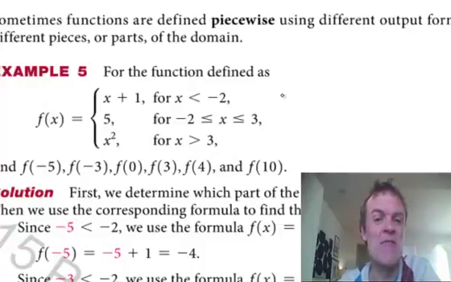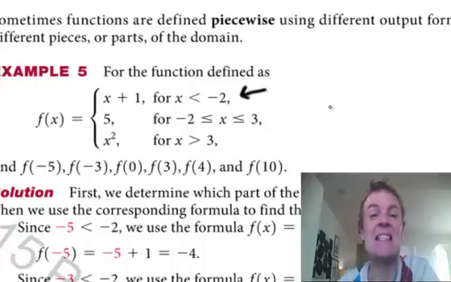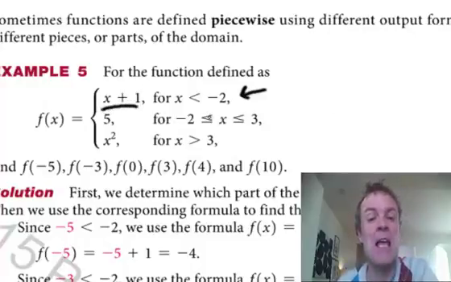In other words, if I have an input number x, and x is less than -2, I'm going to use this particular equation, okay? If, however, x is between -2 and 3, I'm going to use this one. And if x is bigger than 3, I'm going to use this one. So, let's have a look.